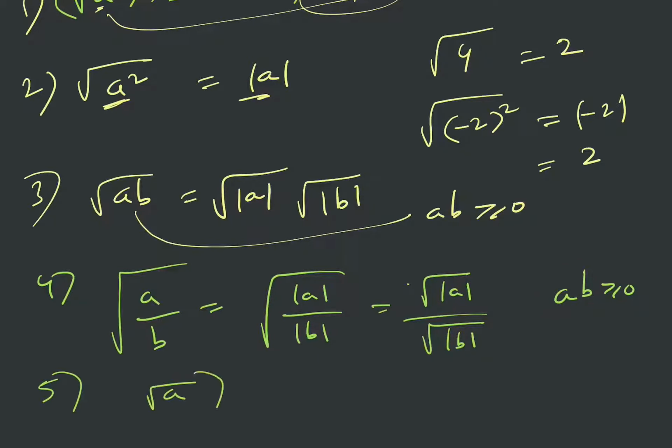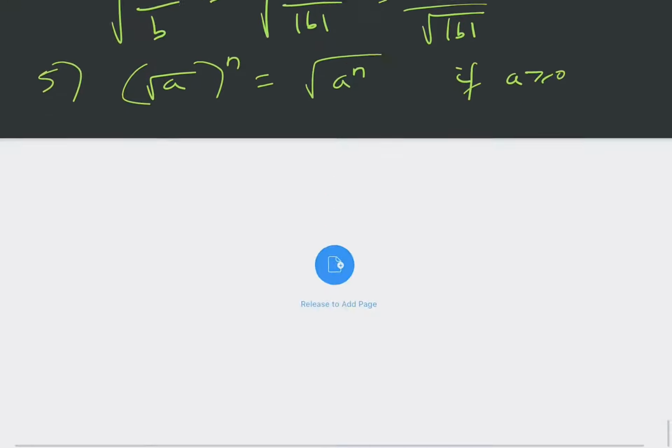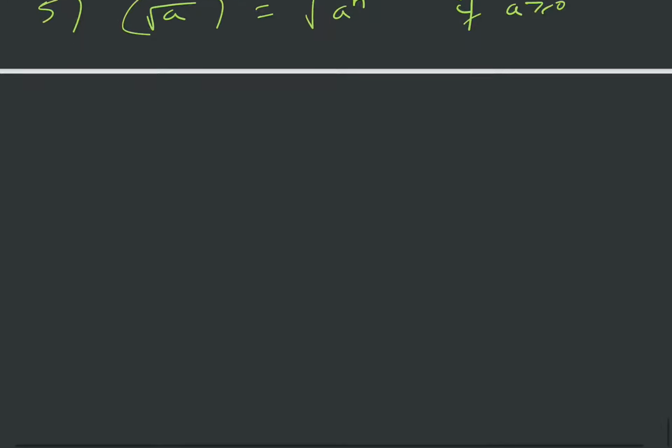Next is that square root of a whole power n, you can write it as square root of a power n, and this is valid if a is greater than or equal to 0 only, right? And you can have this distributive property, that a root c plus b root c, you can write it as a plus b times root c, right? So these are some basic operations of surds.